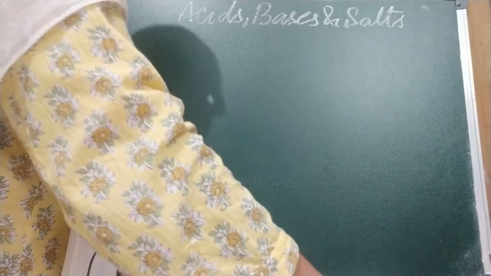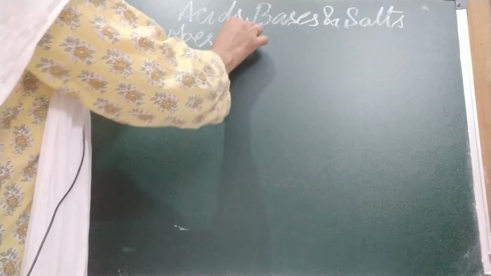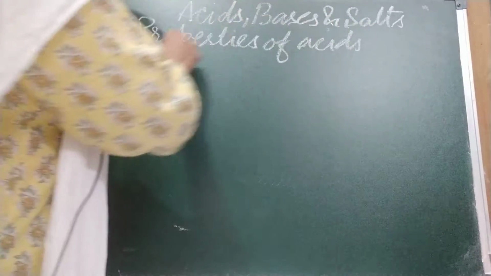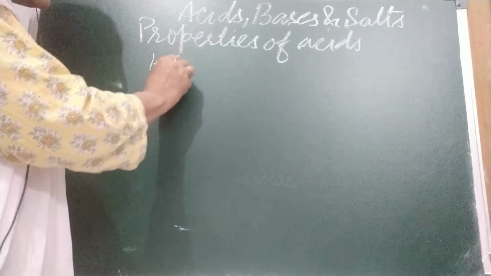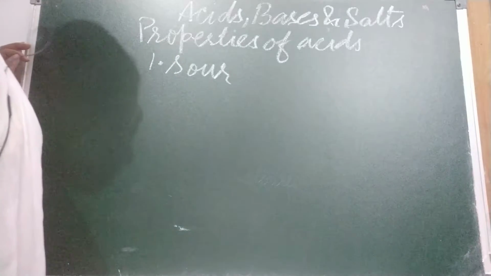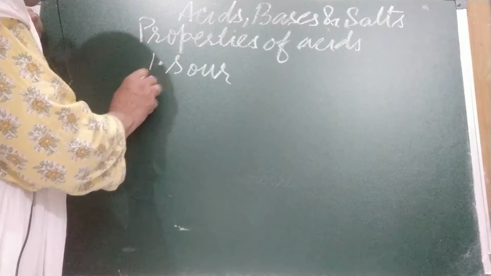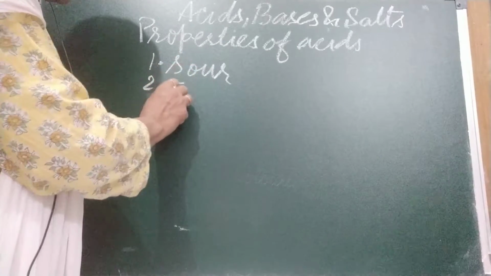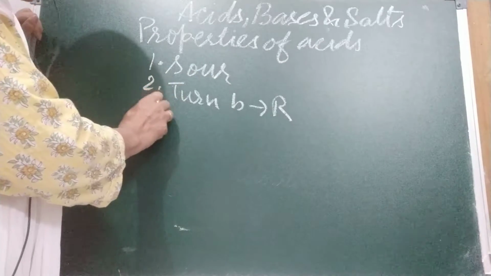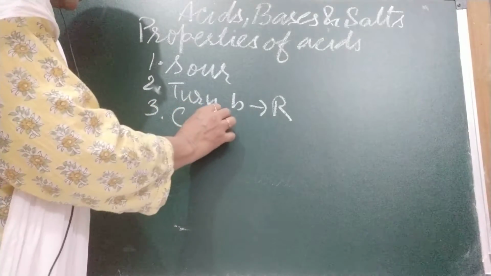Now children, we are going to discuss the properties of acids. Very important properties of acids. Number one, they are sour in taste. Organic acids we can taste, but the mineral ones we never taste because they are dangerous to taste. Second, they turn blue litmus to red, as I told you just now. Next, they conduct electricity and they are corrosive in nature.